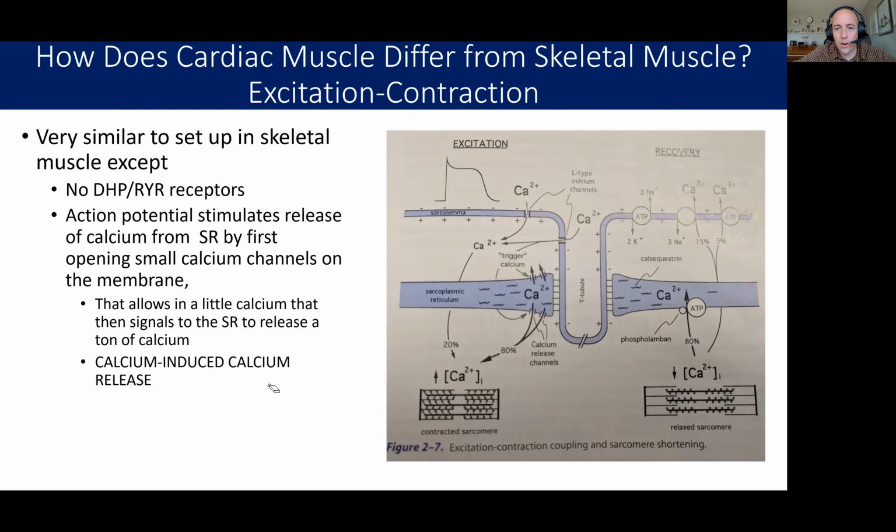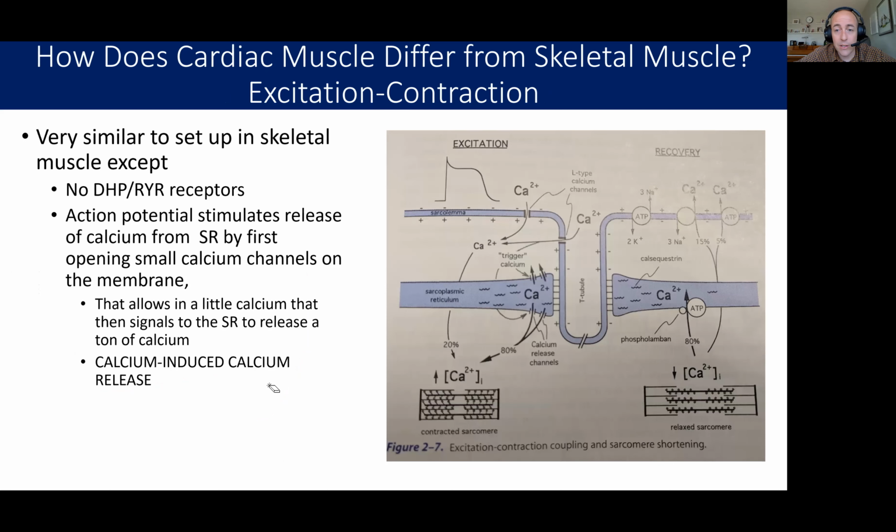Another key difference with cardiac muscle versus skeletal muscle is how calcium release is triggered from the SR. In skeletal muscle, you might remember that an action potential travels down the T tubules and interacts with ryanodine receptors and dihydropyridine receptors to cause calcium to come out of the SR. We don't have that set up in the heart. It works a little bit differently.